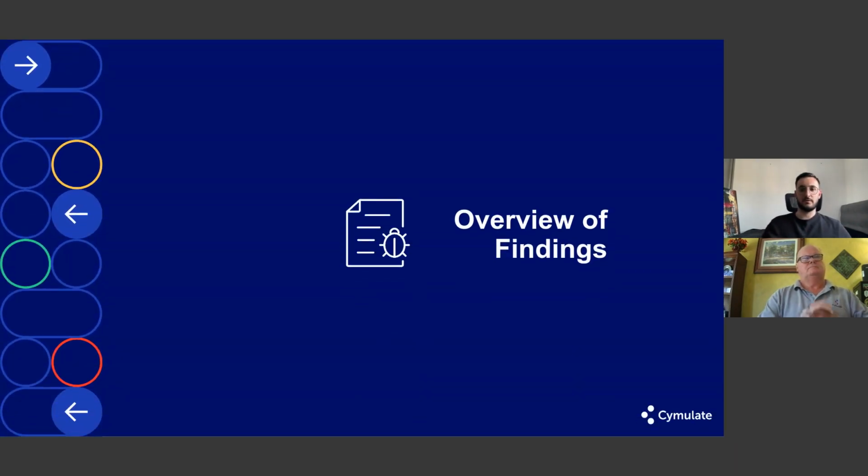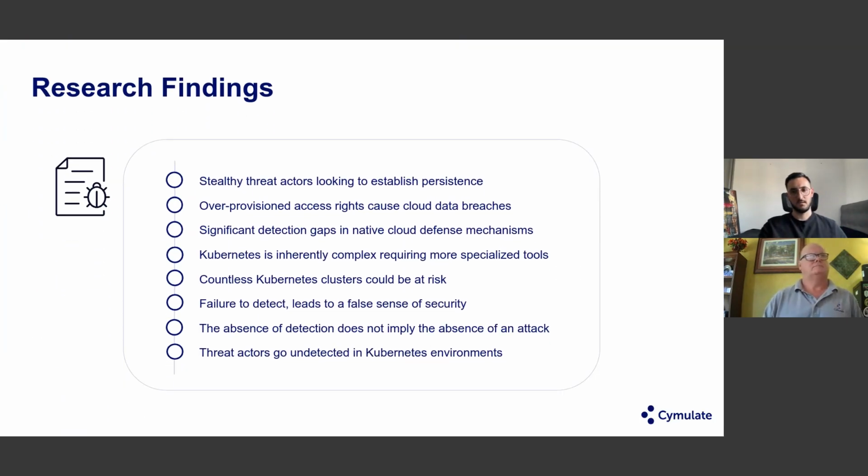So we will go over the overview of the findings now. We reviewed some recent attacks on Kubernetes and found that threat actors are easily exploiting Kubernetes environments and seeking to establish persistence. We also observed how over-provisioned access rights could lead to these environments being taken over, where, for example, a regular user had high privileges, and that user got hacked and let the attackers inside the environment.